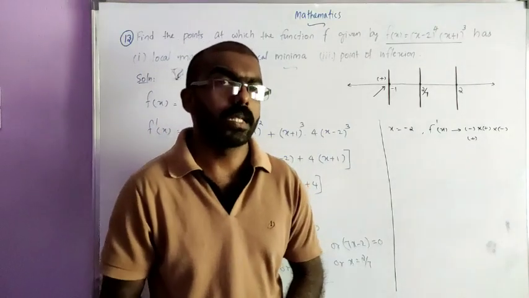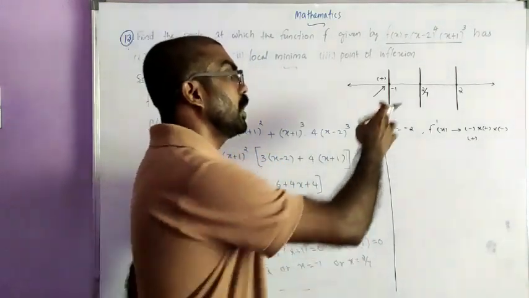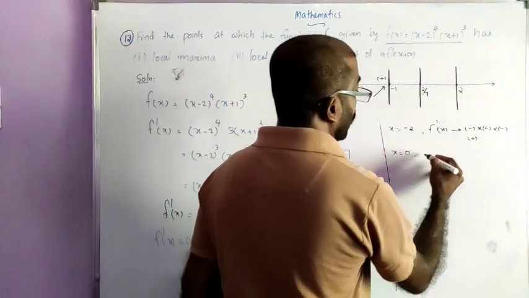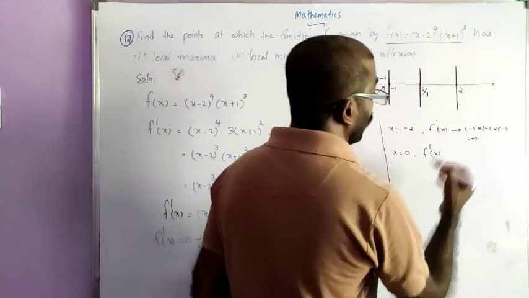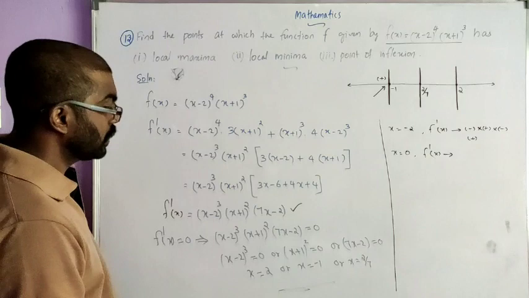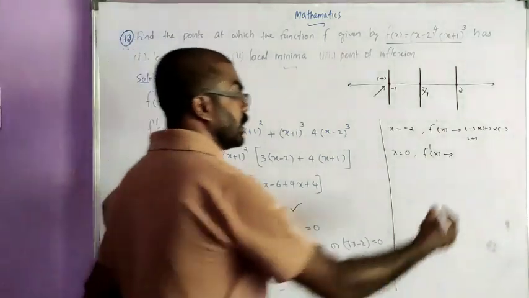Now we have to consider a number which is sufficiently close to and to the right of minus 1. Let it be 0. So when x equal to 0, we have to check the sign of f dash of x. Here also we can apply the same method. (0 minus 2) cube is minus, negative.